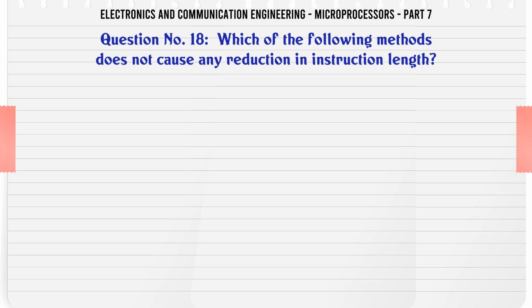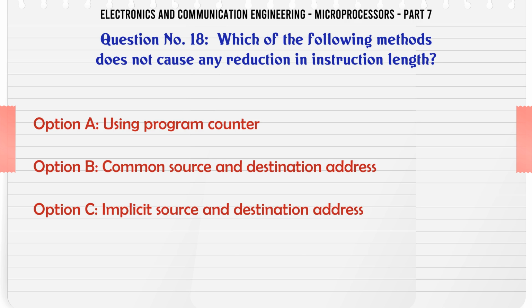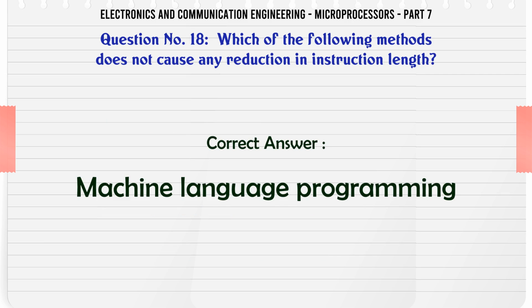Which of the following methods does not cause any reduction in instruction length? A, using program counter. B, common source and destination address. C, implicit source and destination address. D, machine language programming. The correct answer is machine language programming.